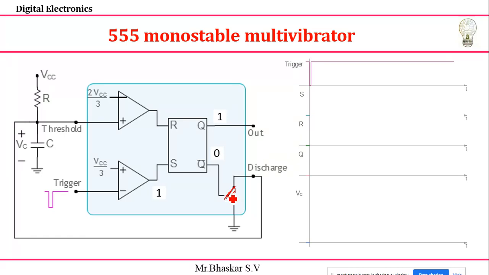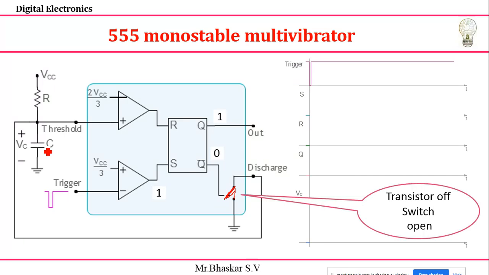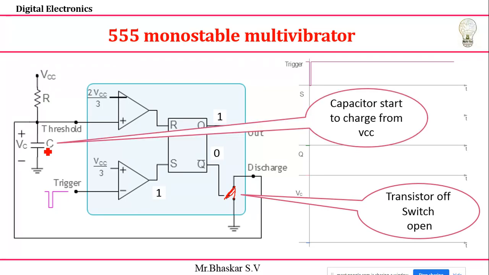Switch open means the potential across here, previously it was connected to the ground, but now it is not connected to the ground. So now the capacitor starts charging. That's why I'm telling you: the transistor is off, the switch is open. Once my switch is open, the capacitor starts charging from VCC through resistor R. You can see the current start flowing from VCC through resistor R and the capacitor starts charging.